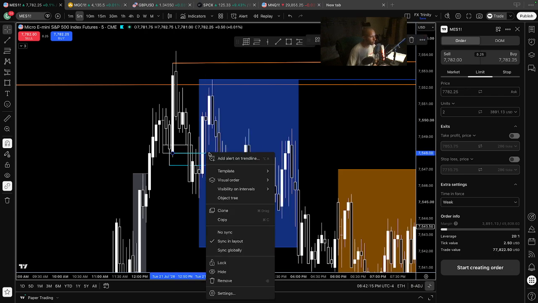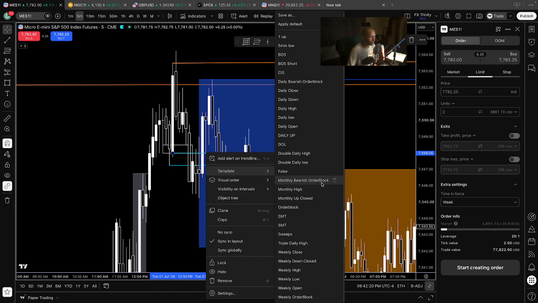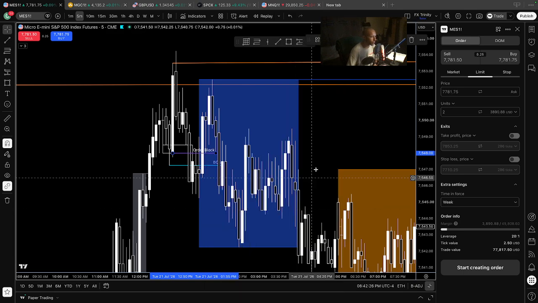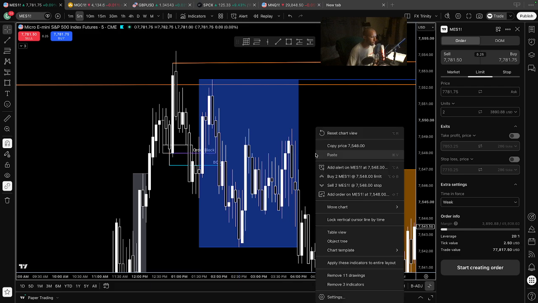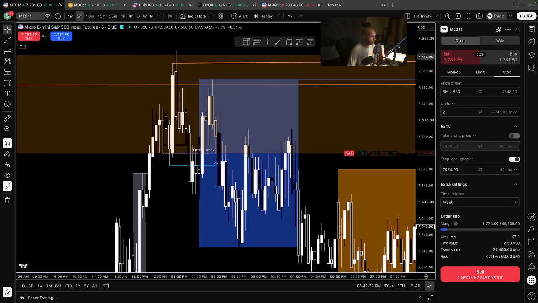Let's label this order block. All right? Enough of the chit chat. So let's just risk a little 2 contracts, because you probably only can afford 2 contracts. And you're going to need to do that in the SP 500.